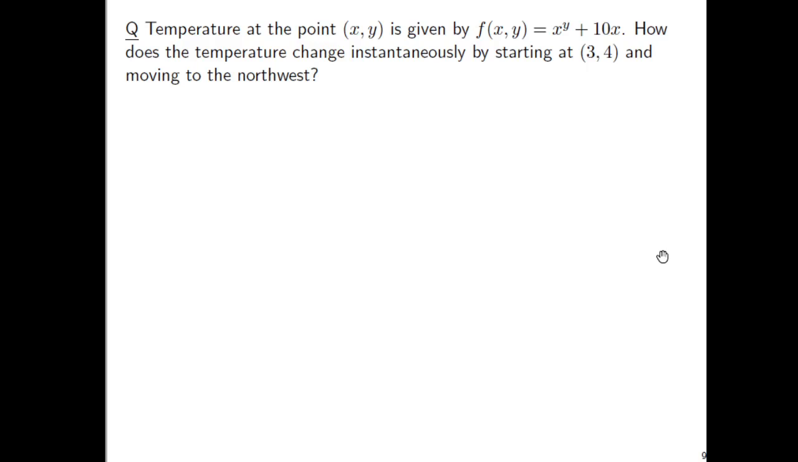So suppose, as another example, the temperature at the point x comma y is given by f of x comma y equals x to the y plus 10x. Then how does the temperature change instantaneously by starting at the point 3 comma 4 and moving to the northwest? Well, northwest means 1 unit left, 1 unit up, right?